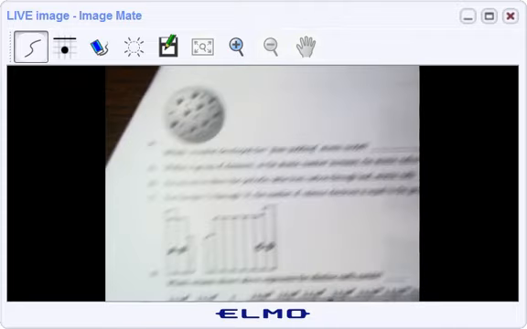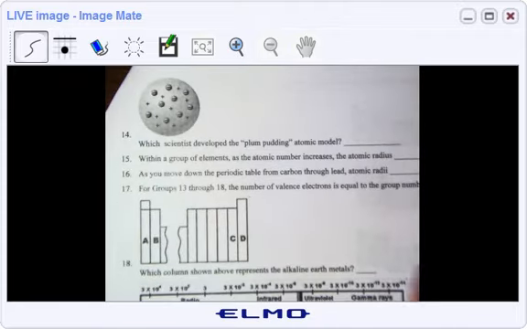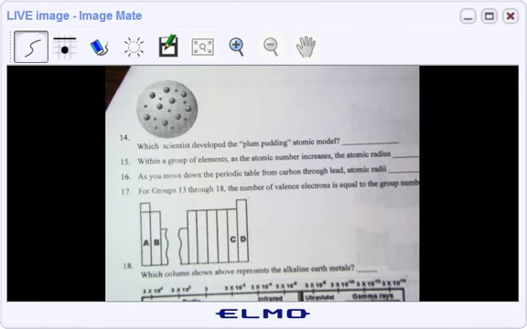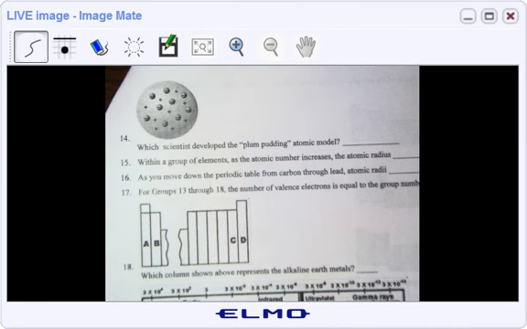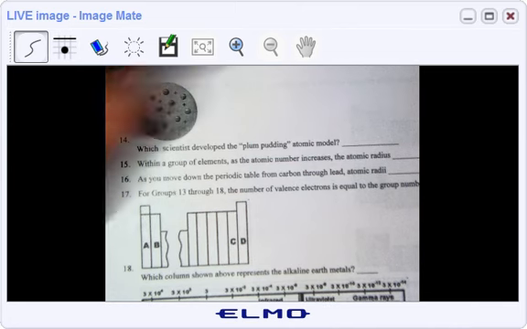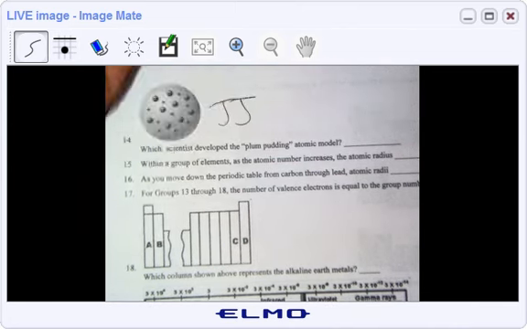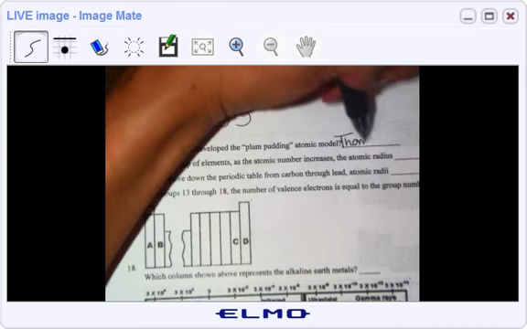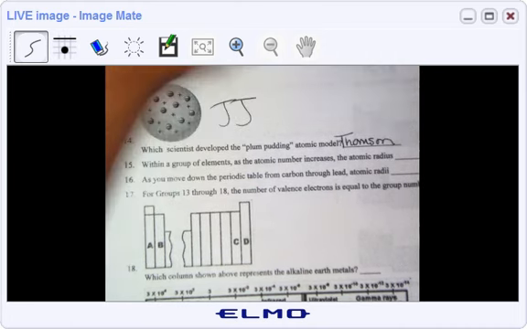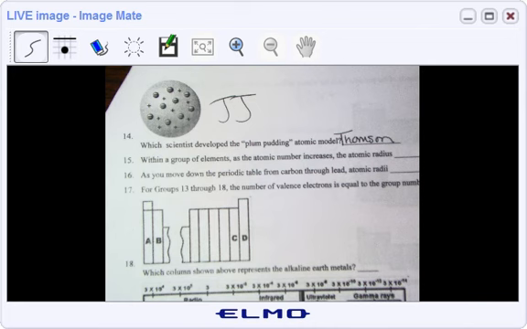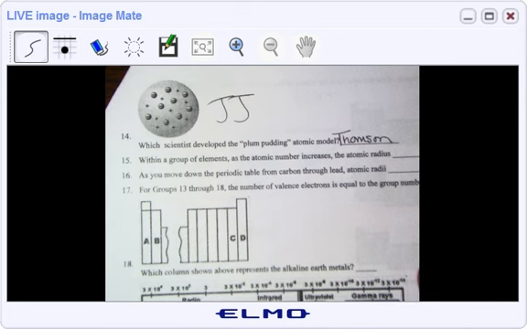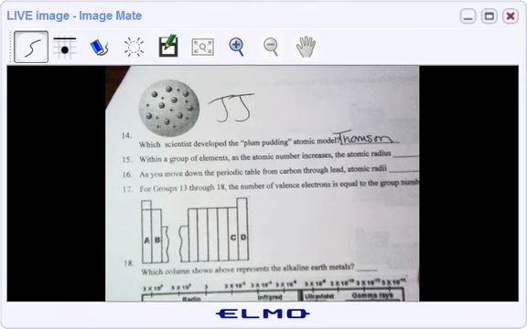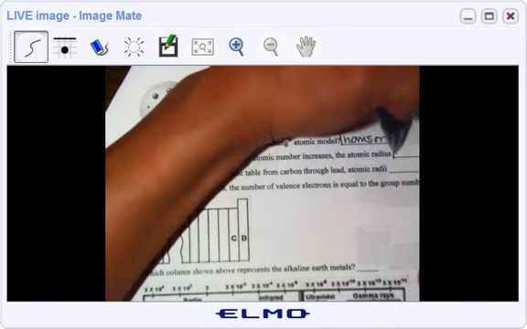Number 14, that picture at the top looks like a chocolate chip cookie. Should look familiar from when we did our atomic timeline. What scientist developed the plum pudding atomic model? J.J. Thomson. Within a group of elements, as the atomic number increases, the atomic radius increases.